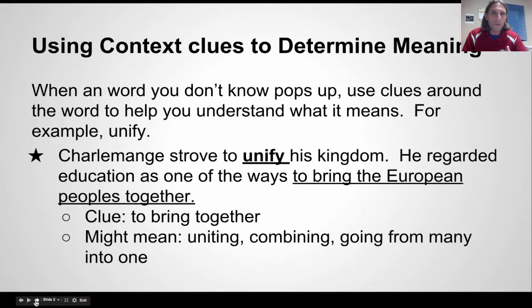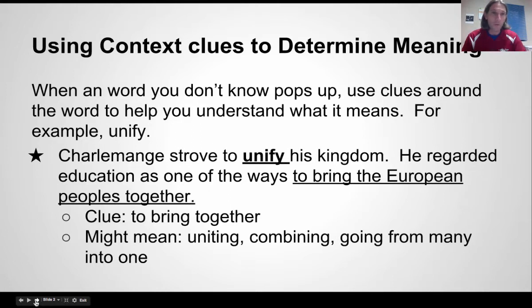So one of the things to be focusing on, I know some of you struggle maybe with how to put things into your own words, how to pick out the meaning of words. Using context to determine meaning is one of the most important things you can do, is look for those clues that will help you decide what that word means. So when a word pops up that you don't know, use the things before it and the things after it to try and decide what it means.